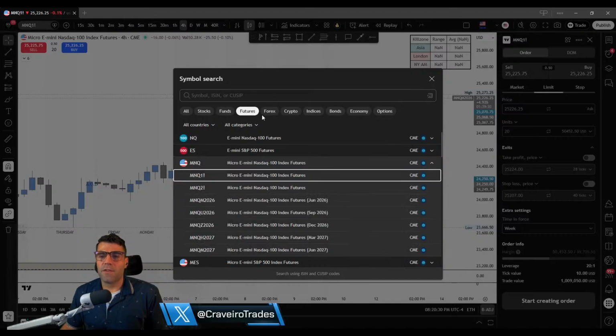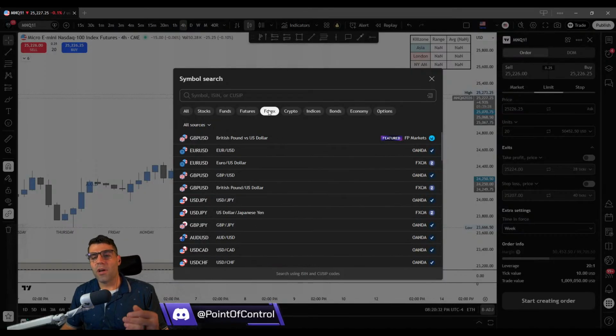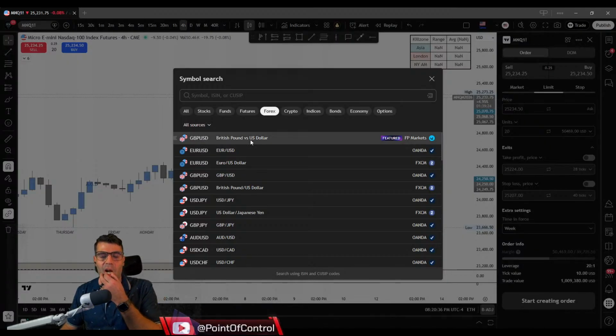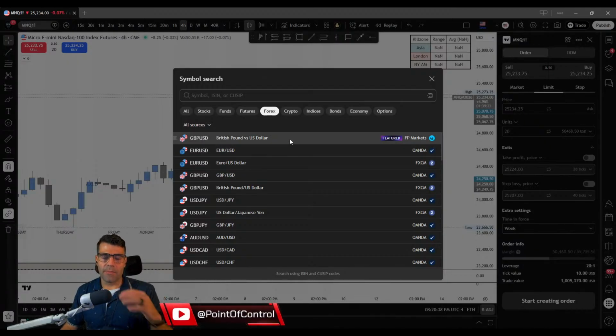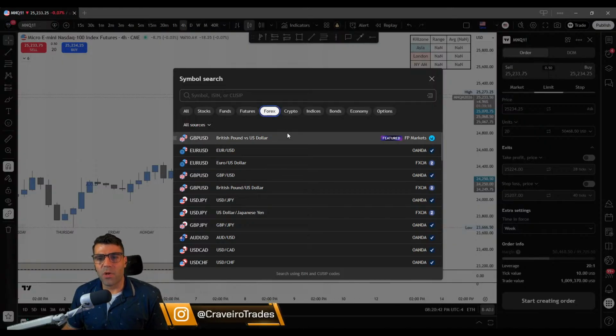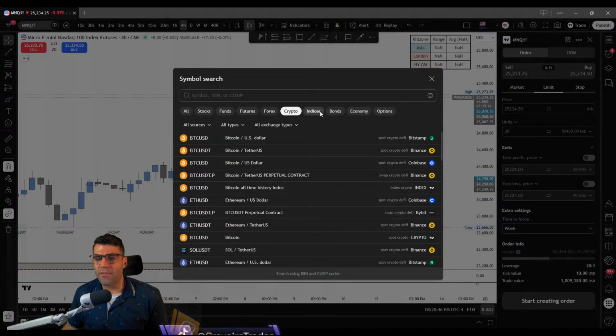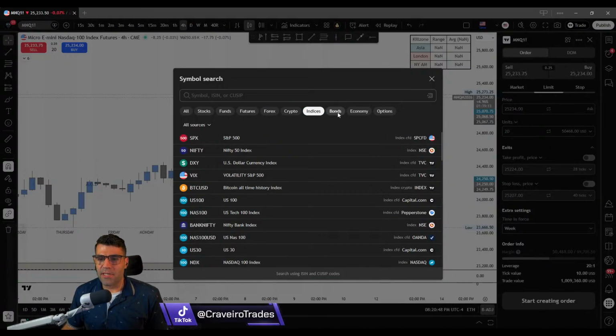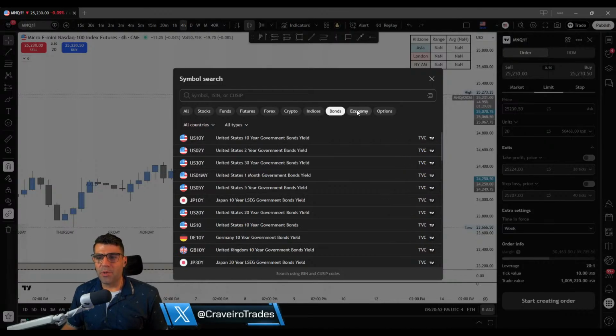Mutual funds, futures contracts. I just said Forex. So this is the British pound versus the US dollar. I personally don't trade Forex. A lot of people are super successful in Forex. So it's just whatever floats your boat. I'm a huge fan of the NASDAQ. We have crypto, different indices, the S&P 500, treasury bonds.